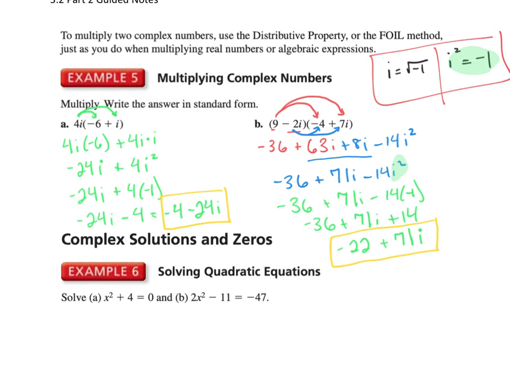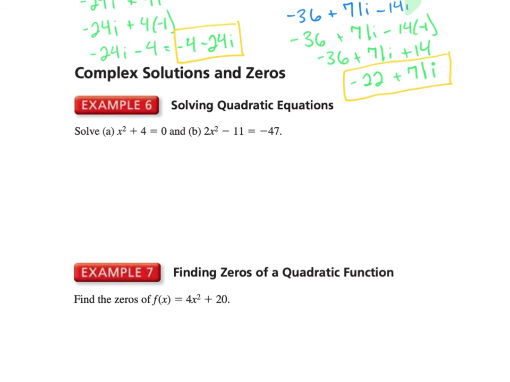So let's look at example 6. Imaginary numbers enable us to solve quadratic equations that we couldn't solve before, and we can actually get imaginary answers now. So let's look at A. We have x squared plus 4 is equal to 0. We're going to subtract 4 from both sides. And I get x squared equals -4. All right, so before we could not solve this because x squared can never be -4, but now we can with the inclusion of the imaginary numbers.